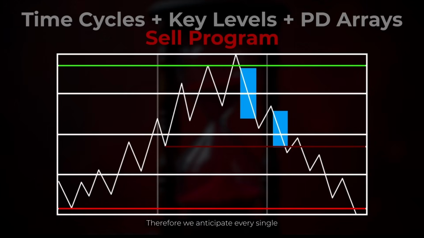Therefore, we anticipate every single displacement leg lower through a previous cycle low, through key levels, with the creation of PD arrays in the form of imbalances, is going to lead to further continuation lower. I hope that you paid attention to what I just outlined. See the market reprice lower and eventually it reaches the draw on liquidity of this red line right here. We take out the original consolidation, which was right here, and this is your market maker sell model done.